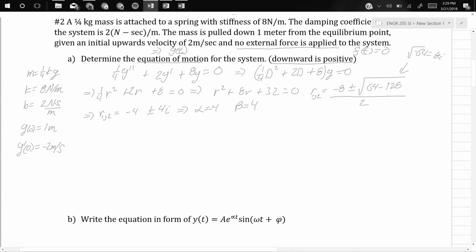And so when we write this into our equation for our homogeneous y sub h, then it will equal e to the alpha t, so negative 4t, times c1 cosine beta t plus c2 sine beta t. Oh wait, why am I putting beta? I should put 4.